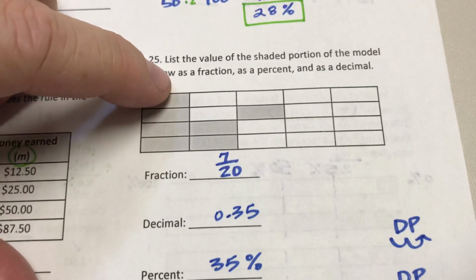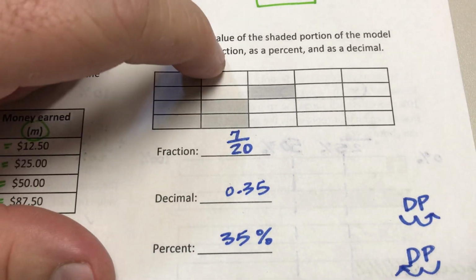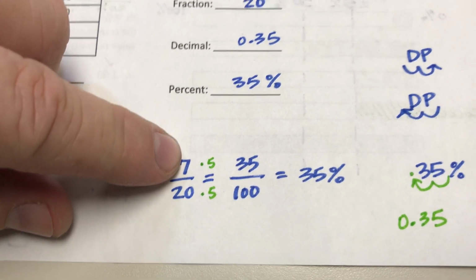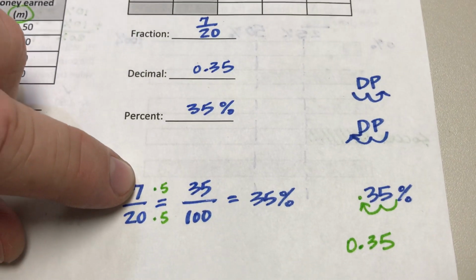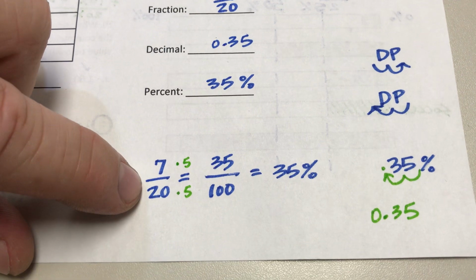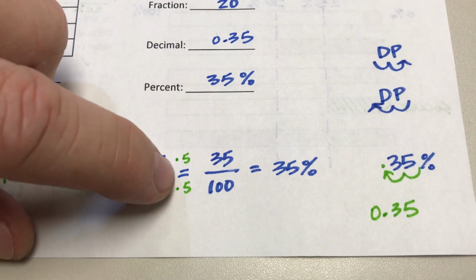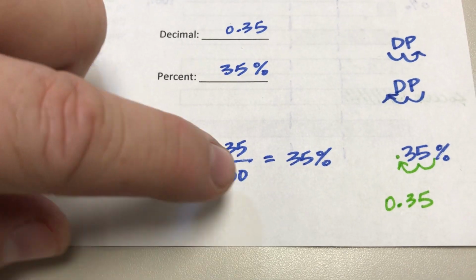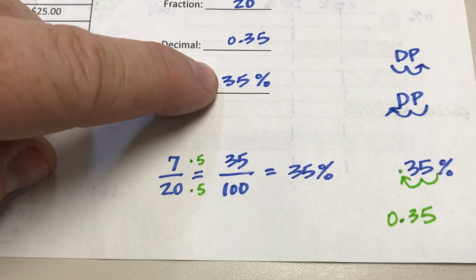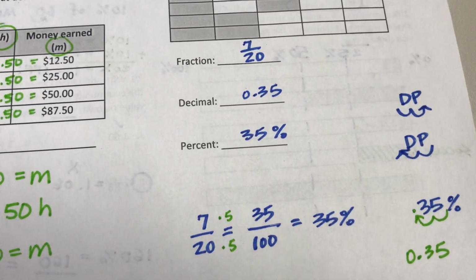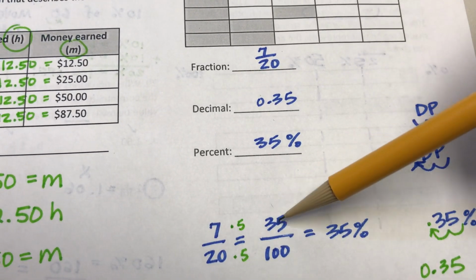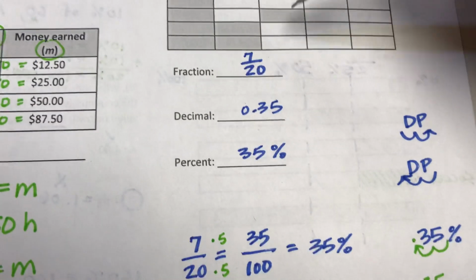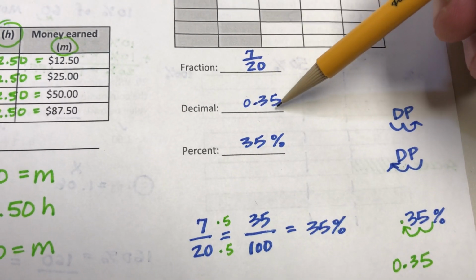Okay. Last one, list the value of the shaded portion on the model as a fraction, decimal, percent. Count up the shaded ones. It's 7. Count up the total. It's 20. 7/20ths. Take your 7/20ths. Get it to a percent. All percents are over 100. So let's make this 20 a 100. 20 times 5 is 100. 7 times 5 is 35. Anything over 100 is your percent. So 35%. All right, what's my decimal then? Well, 35 to the hundredths place. Okay, so there's the hundredths place right there, 0.35.